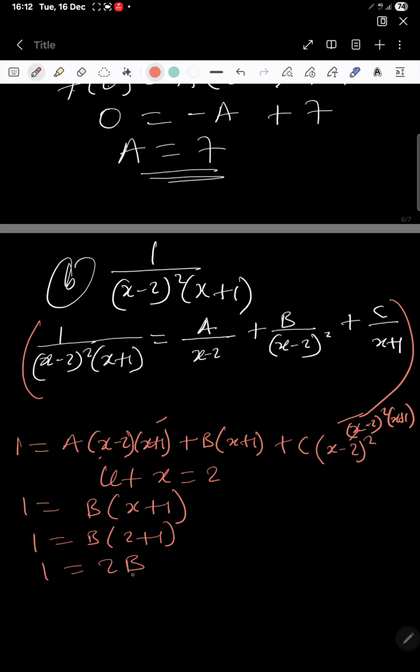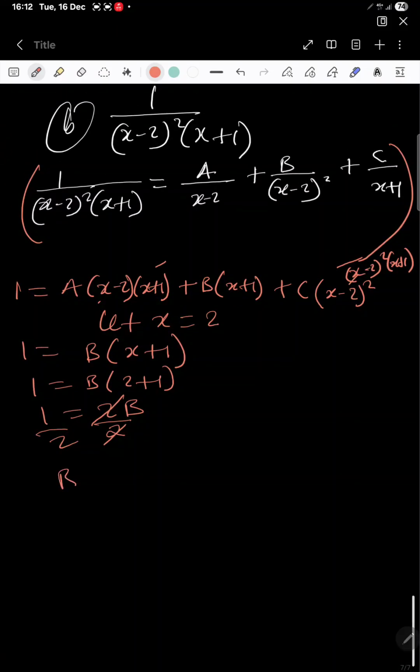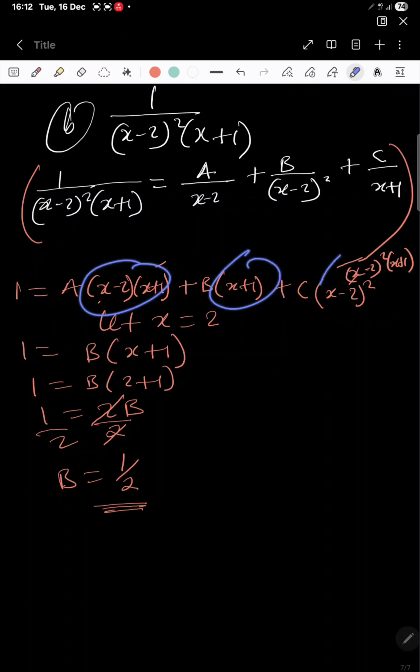Then for you to get the value of b, you divide by 2, and then these two go. Therefore, the value of b is going to be 1 over 2. So that's what you're going to have there. All right. So after saying b is equal to 1 over 2, you now go and replace another number in these assumptions, so that you cancel the part for a or maybe b, so that you get the value of c.